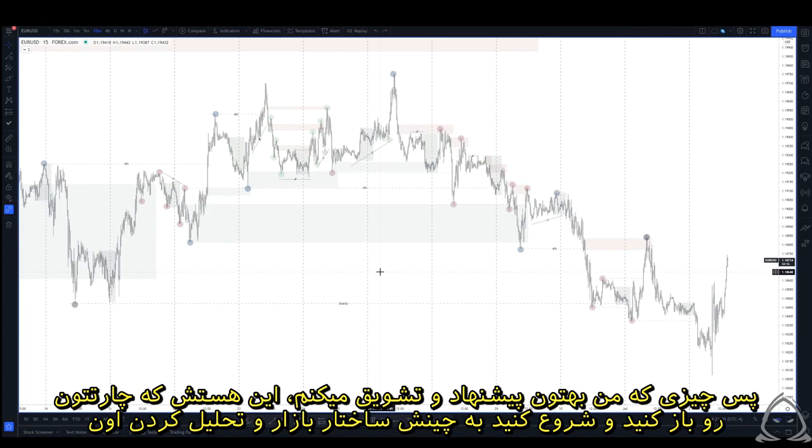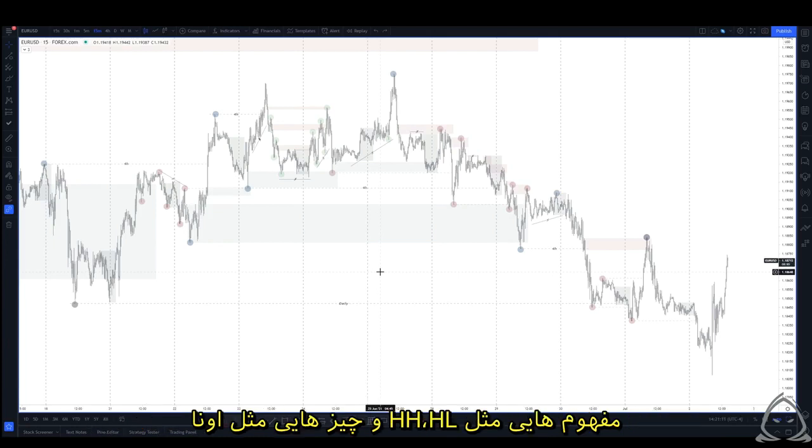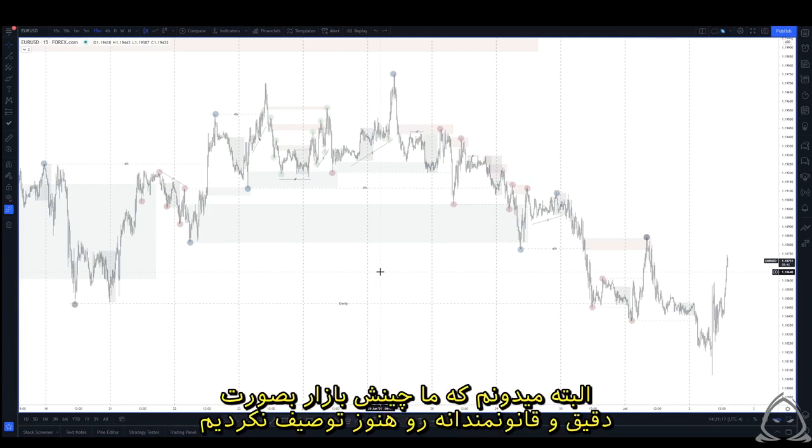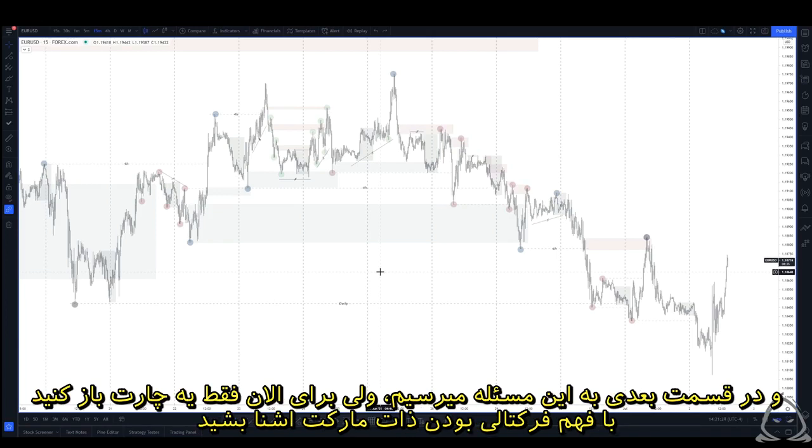So what I strongly suggest and encourage is hitting up your charts and starting to plot out market structure conceptually, higher highs, higher lows, things like that, getting comfortable with the fractal nature of the markets. Now, I know we haven't necessarily discussed in detail how to map out market structure in a more rule-based system, and we will do that in the next episode.